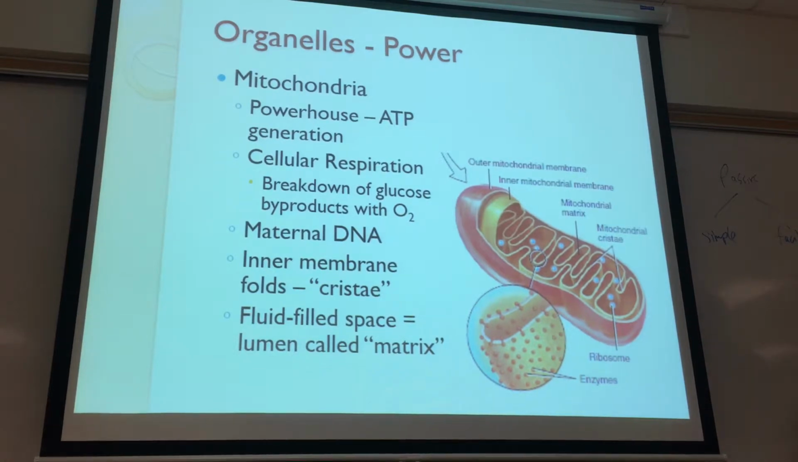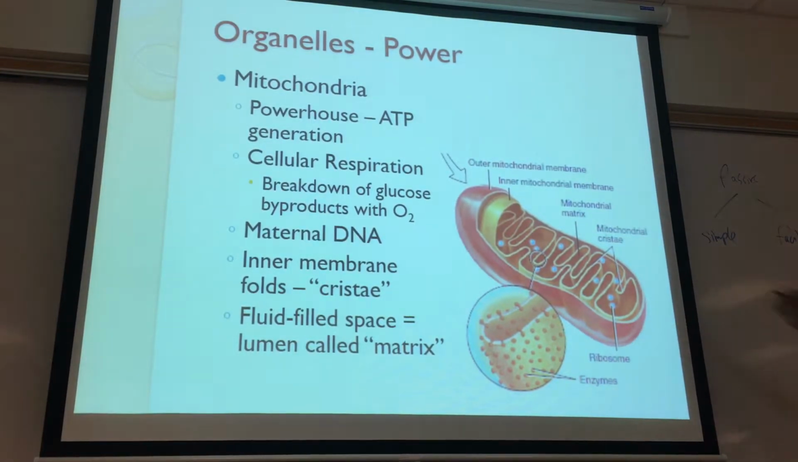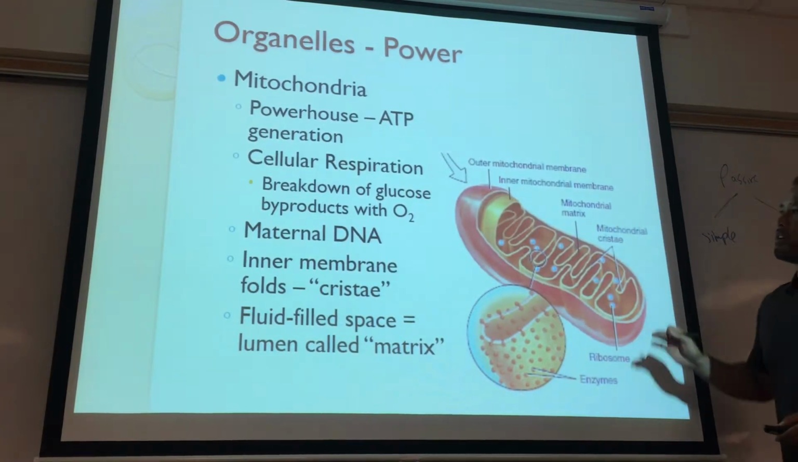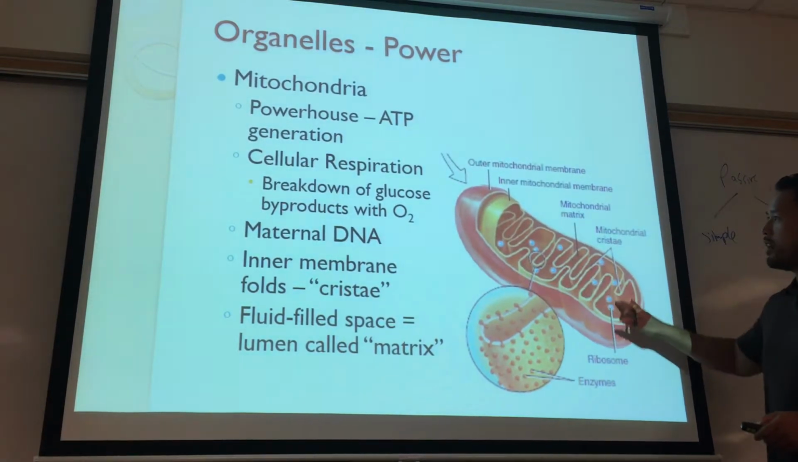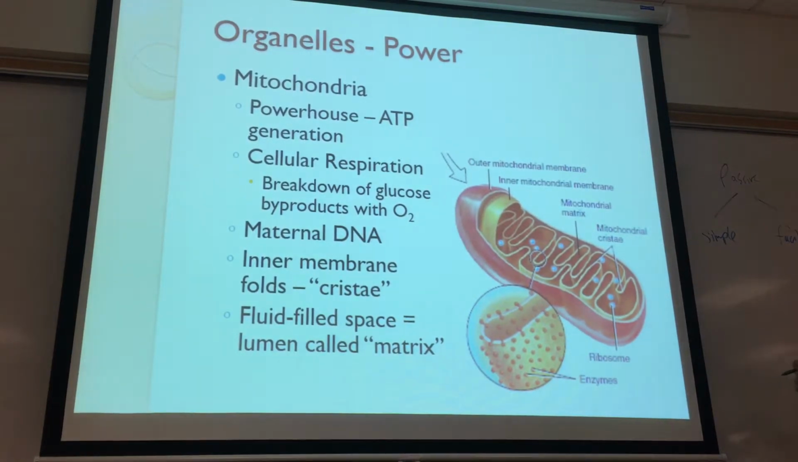The next one I want to go over is our power cells, the thing that we're going to be spending a good amount of time on this Thursday. We'll be talking specifically about the mitochondria. Let me first talk about what it does. It's a powerhouse. It generates ATP. It produces a lot of ATP through the process of cellular respiration. What it ends up doing is it takes glucose and the byproducts of glucose, and in the presence of oxygen, helps the production of ATP. Again, we'll go into more detail on Thursday.